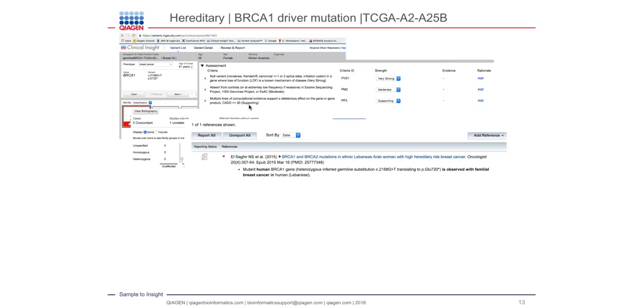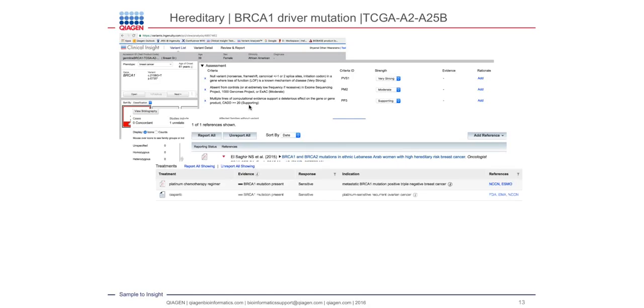And we can see that this particular variant, this particular BRCA1 germline heterozygous variant, was observed in these cases, in these Lebanese cases, with familial breast cancer. So it was comforting to see that not only this particular case had it, but there are other women with different ethnic backgrounds that were also having this inherited potential variant and developed familial breast cancer.